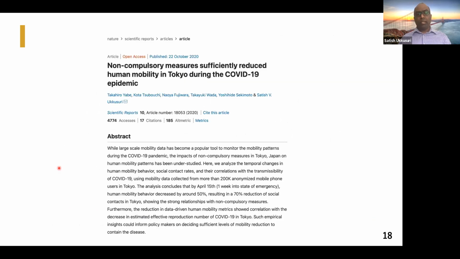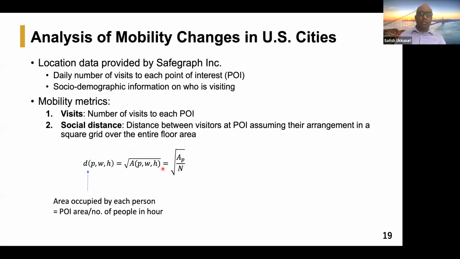Anyone interested in this particular study can read the full paper published in Scientific Reports last year. So this is the citation, this is the excerpt from the paper. After this, there are a lot of things you could do with this data, right? There's a lot of work which we are currently doing with this data.